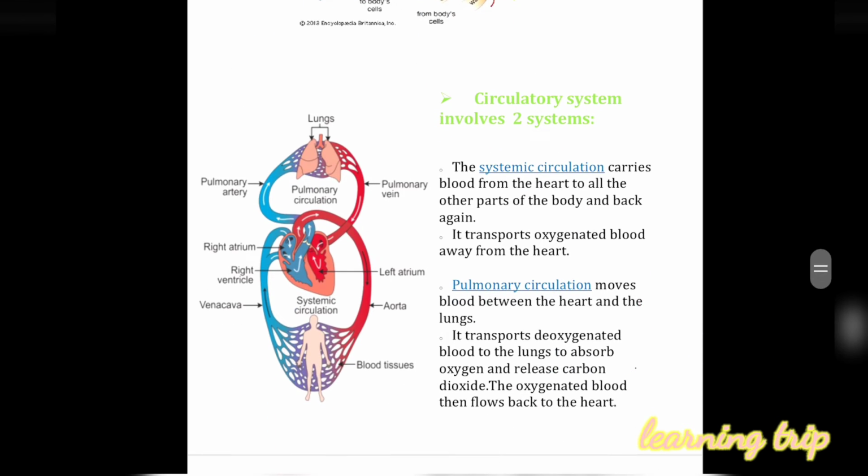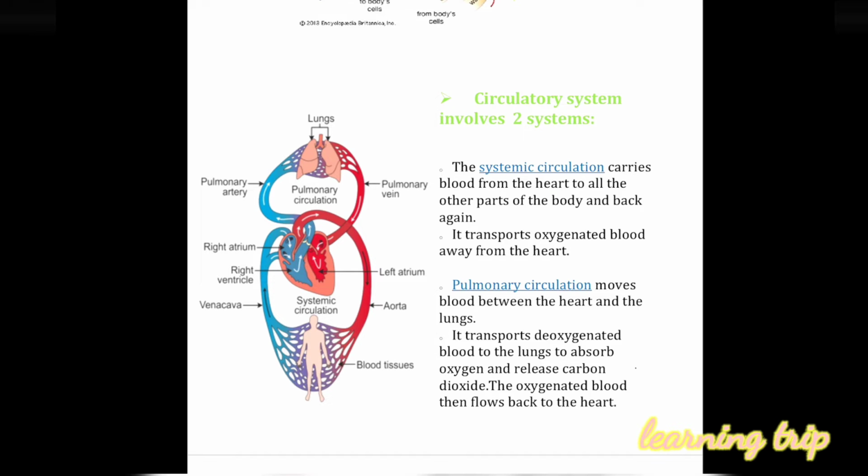Circulatory system involves two main circulations, pulmonary circulation and systemic circulation. The systemic circulation carries blood from the heart to all the other parts of the body and back again. It transports oxygenated blood away from the heart. The pulmonary circulation moves blood between the heart and the lungs. It transports deoxygenated blood to the lungs to absorb oxygen and release carbon dioxide. The oxygenated blood then flows back to the heart.